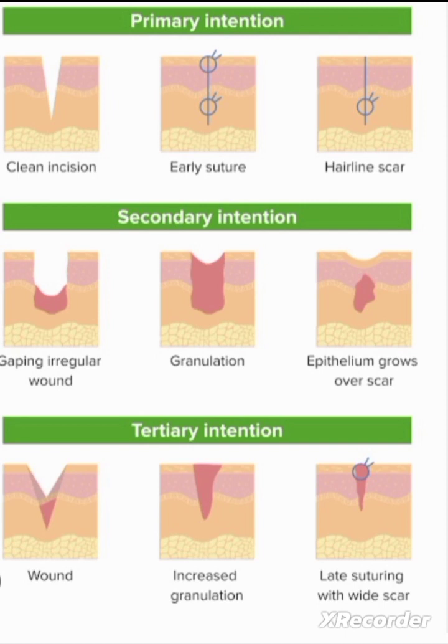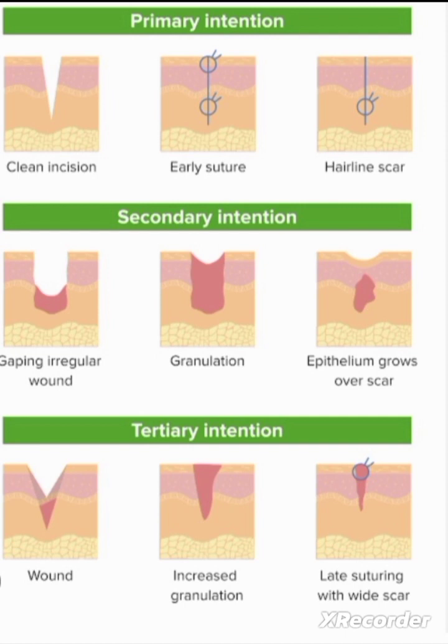Next one, secondary intention, healing by secondary intention. Here the wound will be irregular in nature, for example lacerated wounds, pressure ulcers, traumatic injuries. All these are irregular wounds, so the wound edges will not be adequate to place sutures. So firstly, we have to wait for the granulation process to occur. It is a delayed healing that occurs in secondary intention.